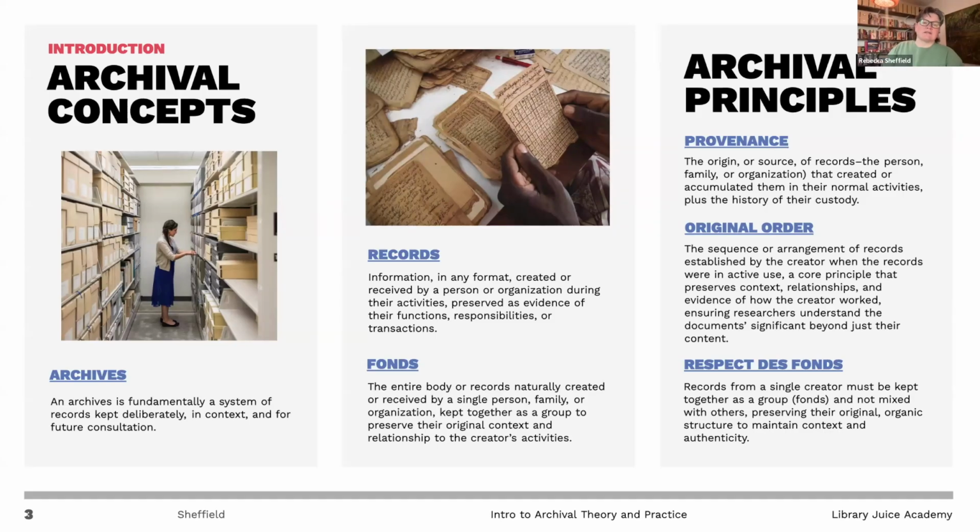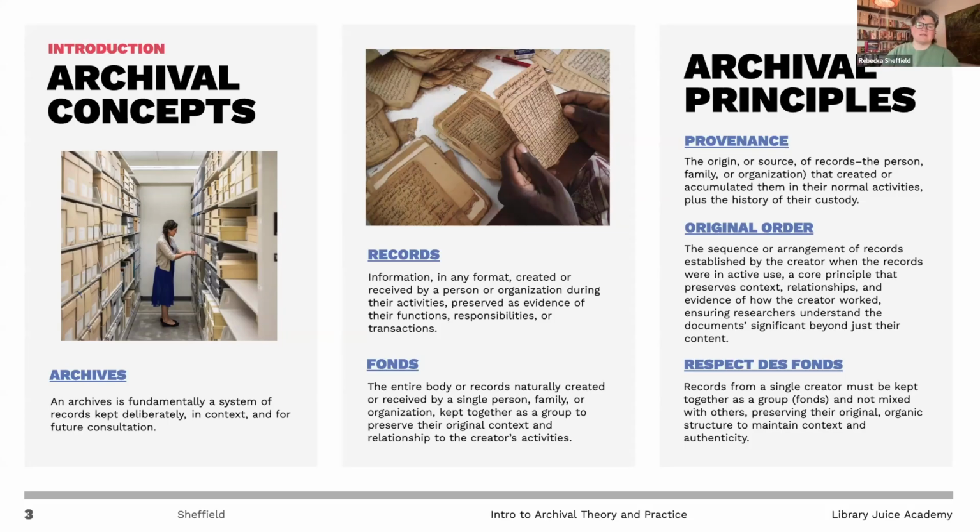Modern archival practice is shaped by two big ideas. Number one is provenance, the idea that records reflect the functions and activities of the individual, family, or organization that created them. The term provenance can simply refer to the name of the individual, family, or organization that created or accumulated those records as part of their day-to-day activities.